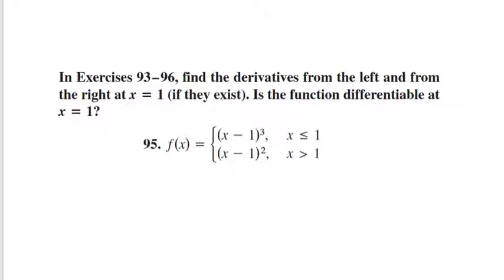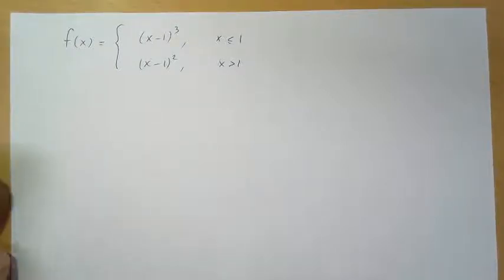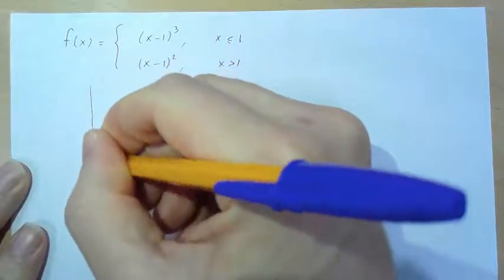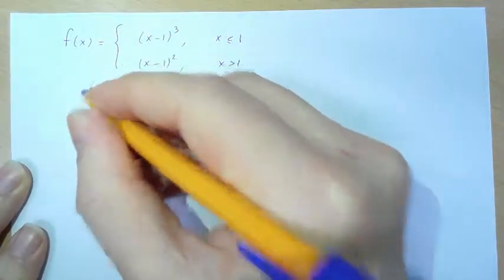So the function we are given is a piecewise function, f of x equals (x minus 1) cubed if x is less than or equal to 1, and f of x equals (x minus 1) squared if x is greater than 1. If we don't know what to do, we might as well start by sketching a graph.